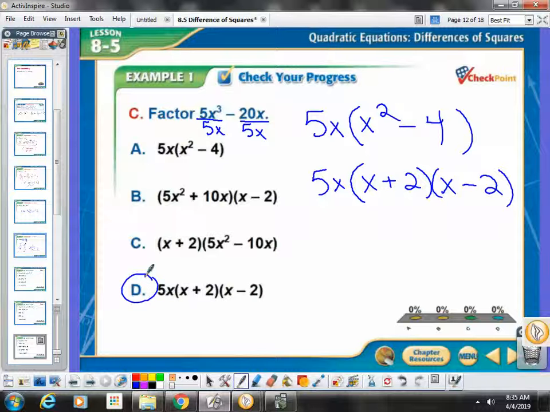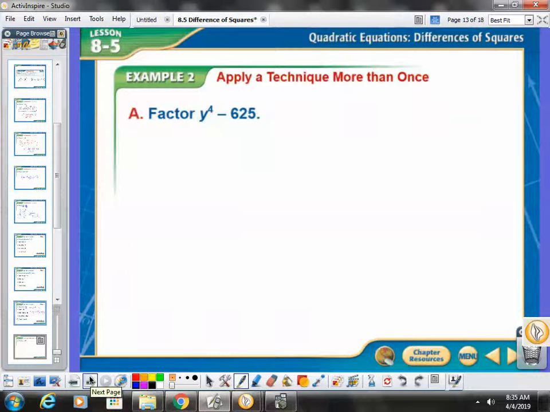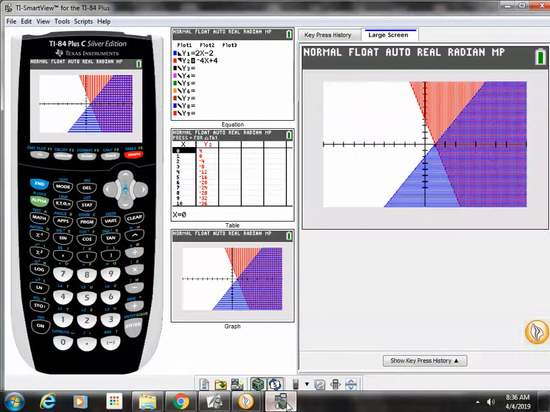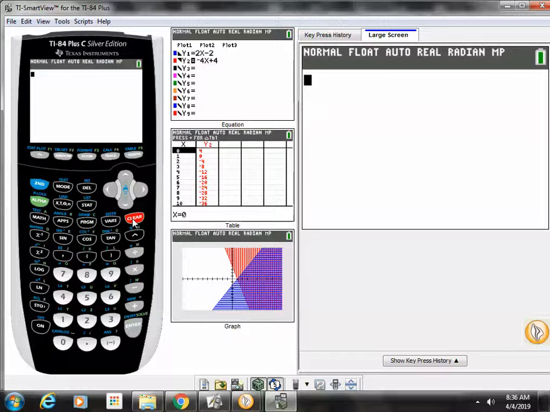I've got a couple more that I want to show you. What happens when we don't have an exponent of 2? Like this one. If we have something like this where we have y to the 4th power minus 625. Now, y to the 4th power is a perfect square, right? We said any variable with an even power. Is 625 a perfect square? Well, you can easily check that on your calculator.